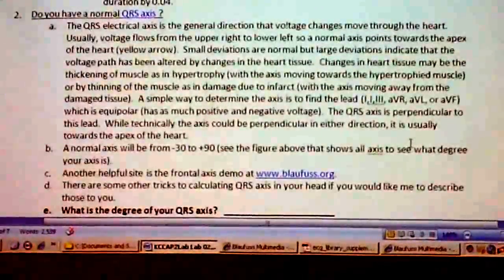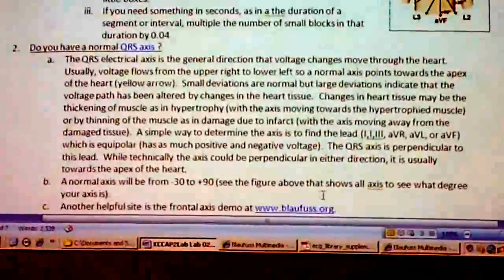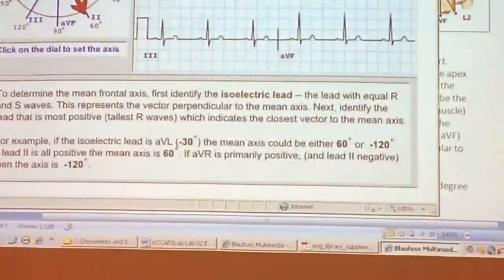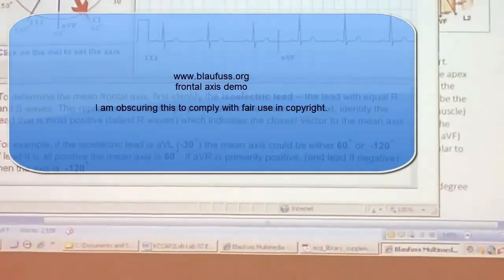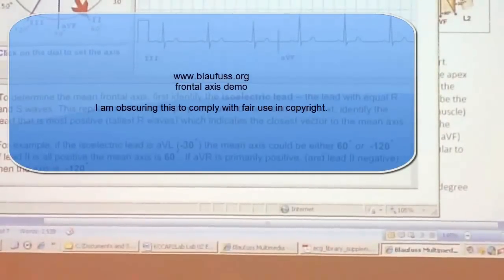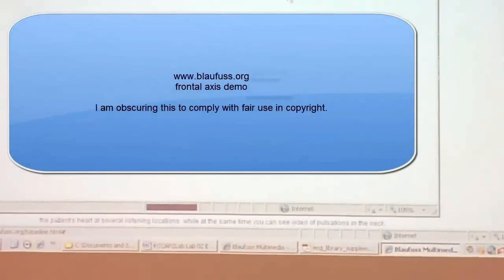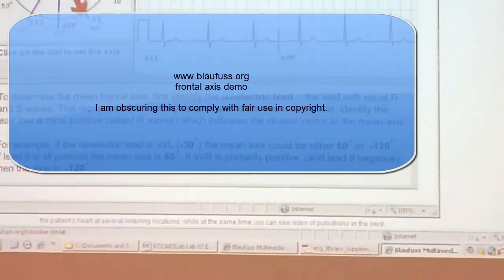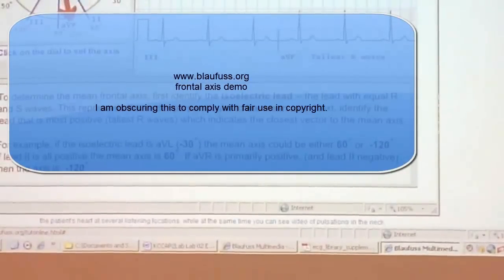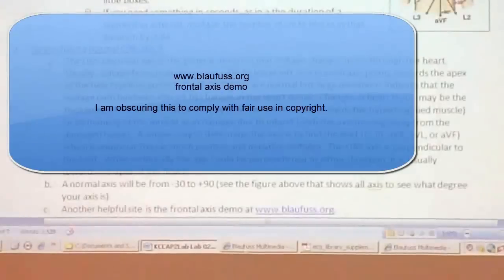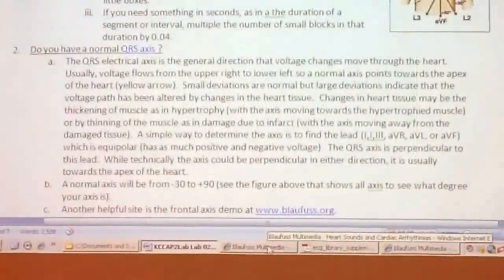We're going to look at something called QRS axis. And this Blaufuss site is a nice site to go to, because it will actually allow you to see how changes in ventricular depolarization will change the QRS axis. We're going to draw this on the board though. Why it matters.